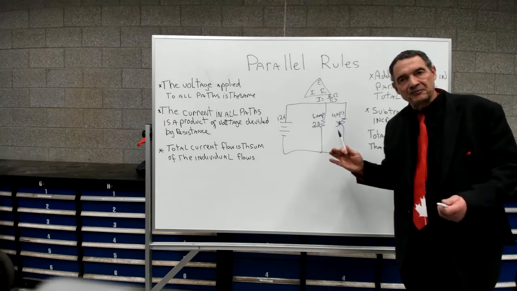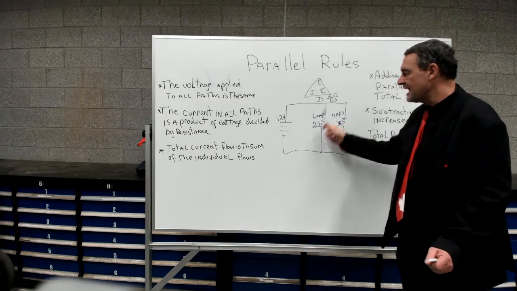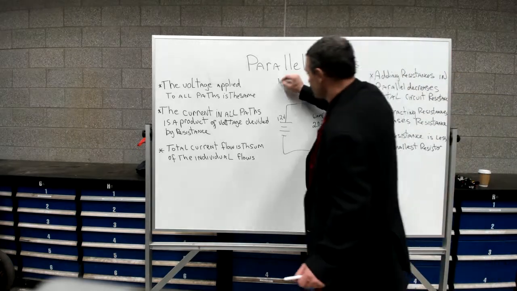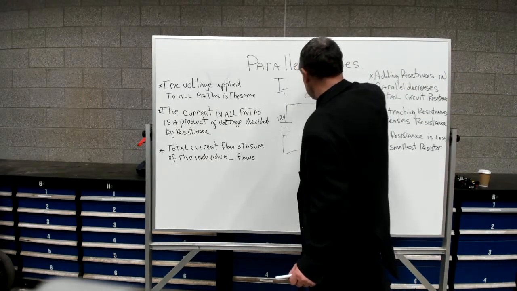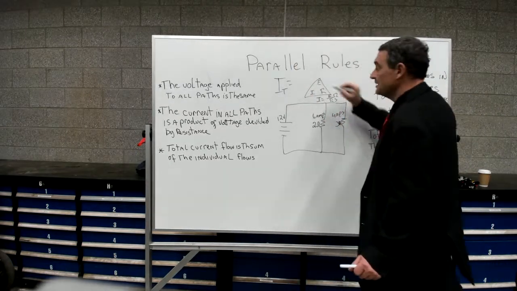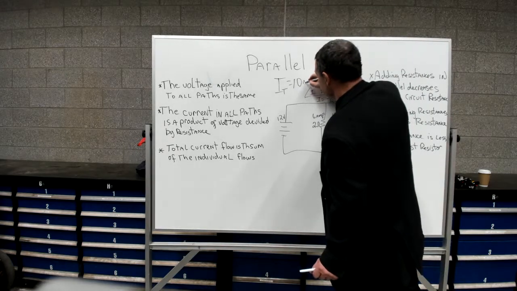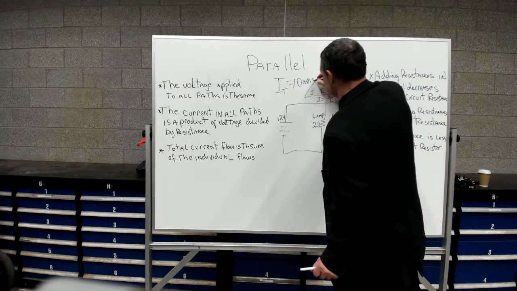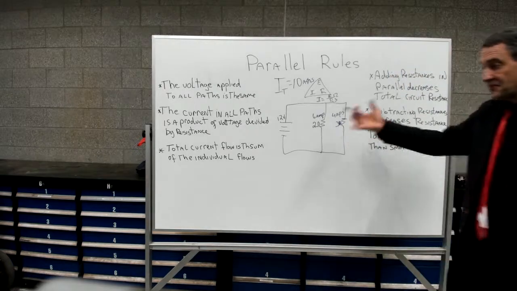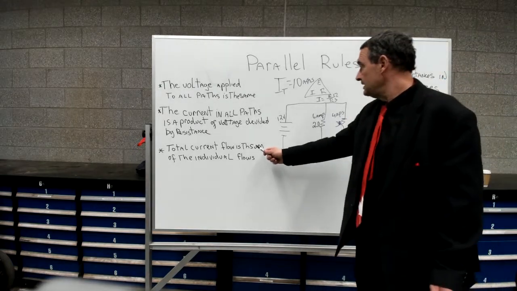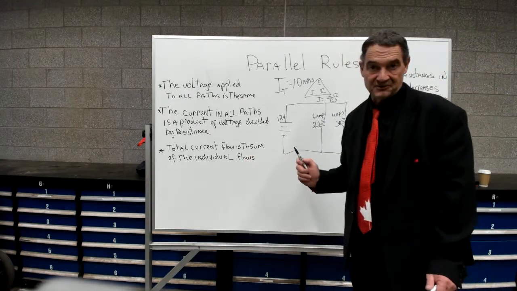Now the third rule pertains to all amperages adding up to be the source amperage. So IT equals 6 and 4 is 10 amps. Okay, and that's the third rule. Total current flow is the sum of all the individual flows.